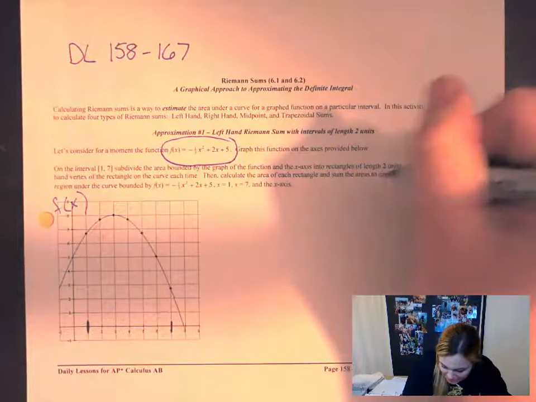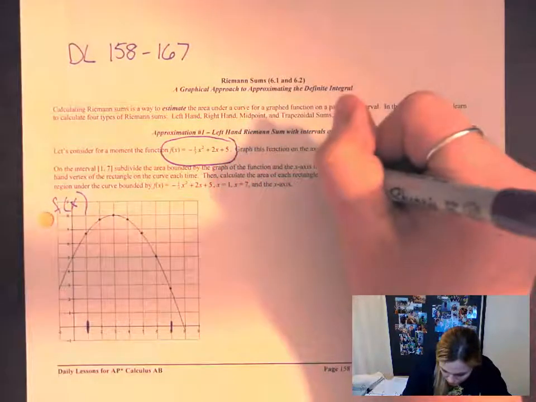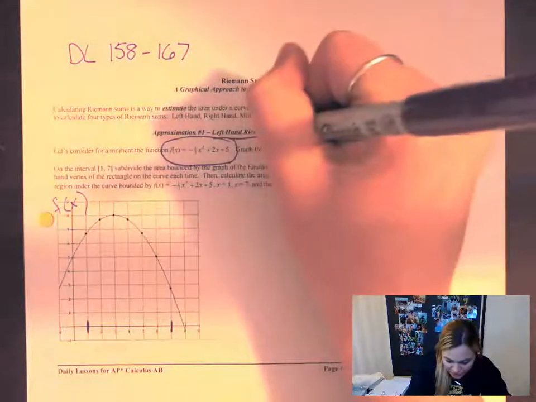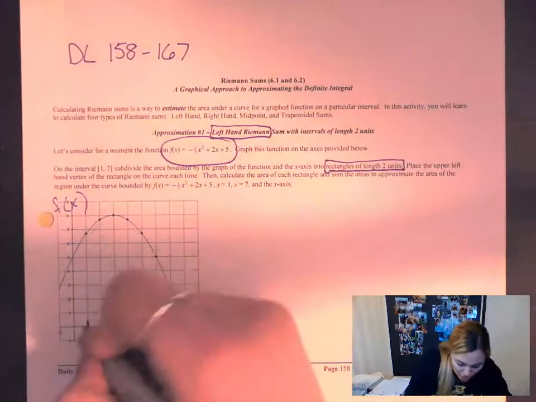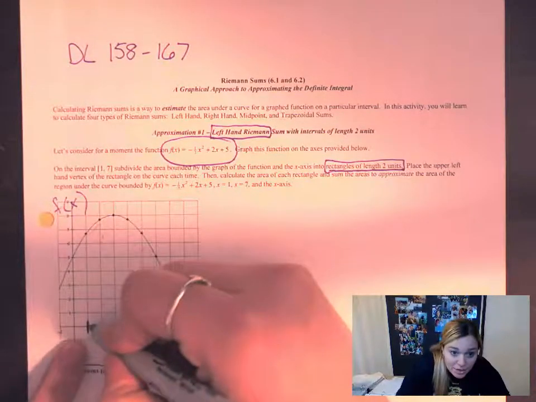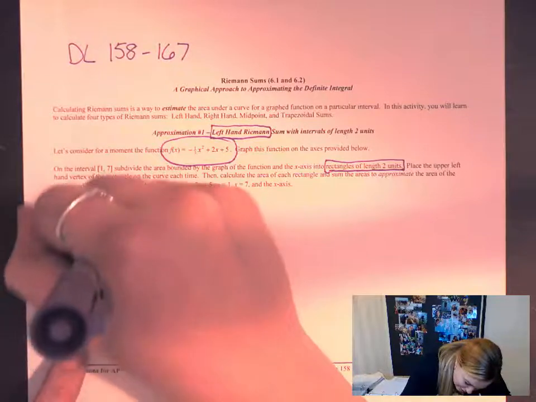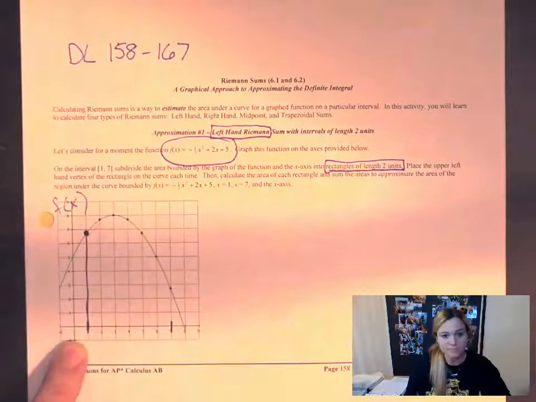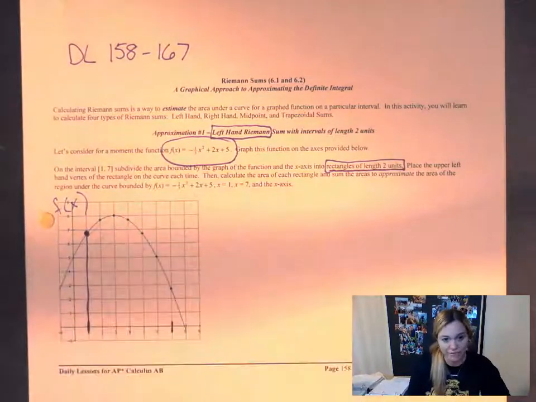And it says rectangles of 2 units. So this first one that we're doing is a left-hand Riemann sum. And so we're going to make rectangles, but I'm going to go up on the left-hand side of a rectangle. So from here, and I'm going to go up until I get to the left top-hand corner. Sorry, it's hard to write like that. There we go. The left-hand corner of my rectangle is going to touch this line. So it's going to touch the function f of x.